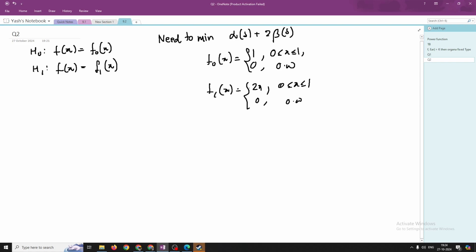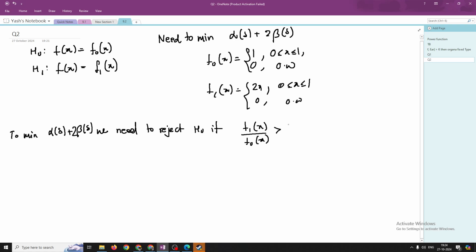Then, again, very straightforward question. What is A here? A is 1, B is 2. So to minimize this particular linear combination of type 1 and type 2 errors, we need to reject H naught if f1 of x by f naught of x is greater than a by b, 1 by 2. So a is equal to 1, b is equal to 2 here.